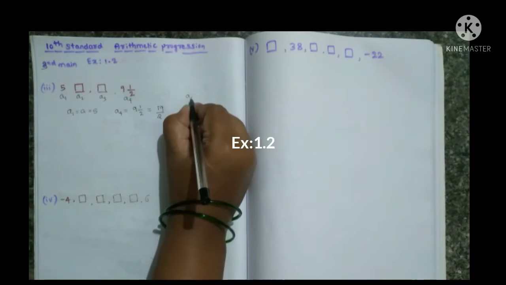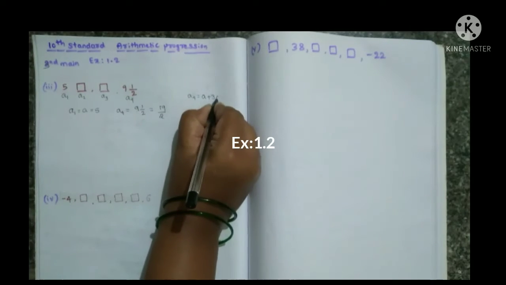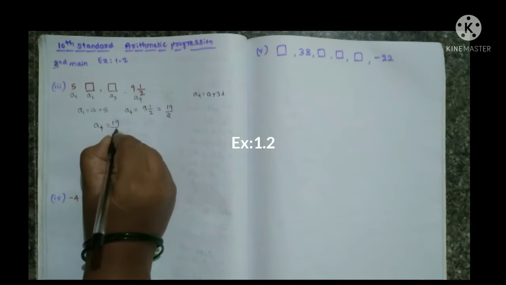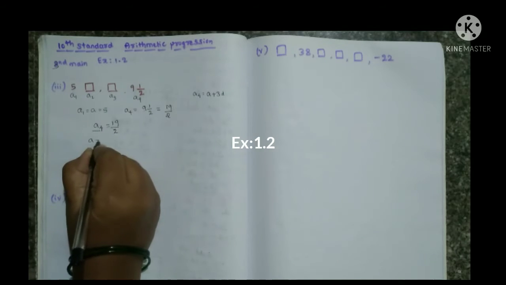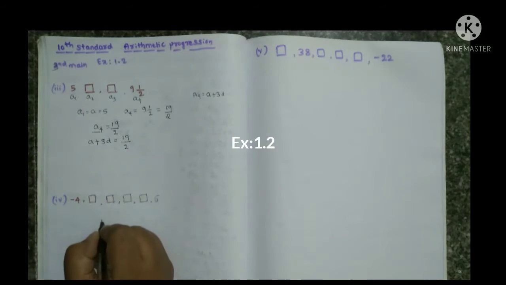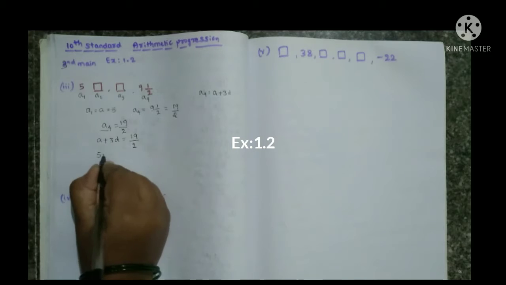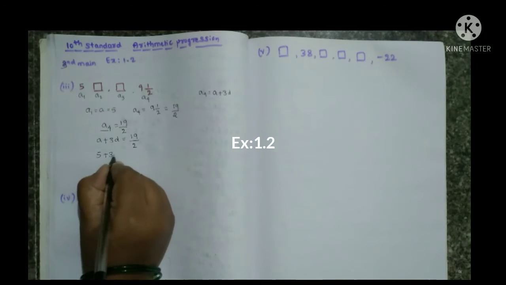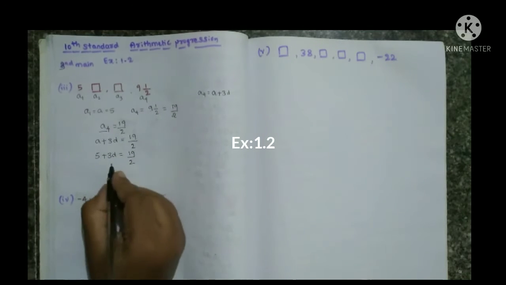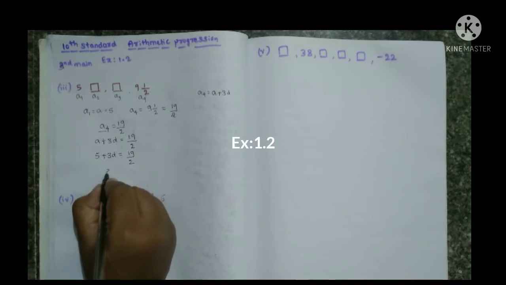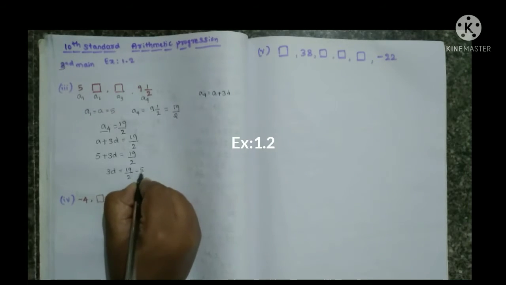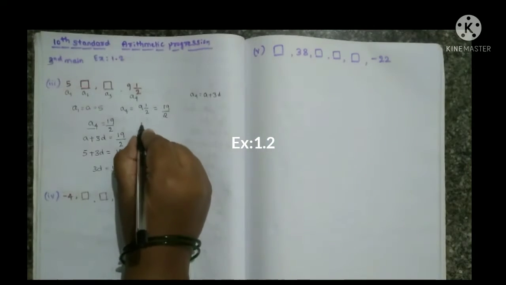The A4 formula is A plus 3D. So I'll consider A4 equal to 19 by 2. In place of A4, I can write A plus 3D equal to 19 by 2. Now the A value we have here, that is 5. In place of A I substituted 5, plus 3D equal to 19 by 2. We want the D value, so you transfer 5 to the right side. 3D equal to 19 by 2 minus 5.